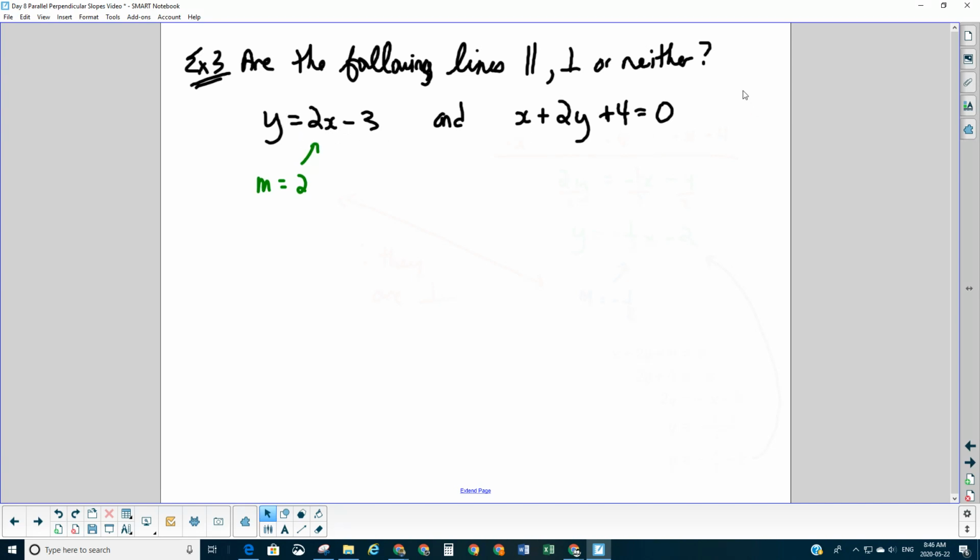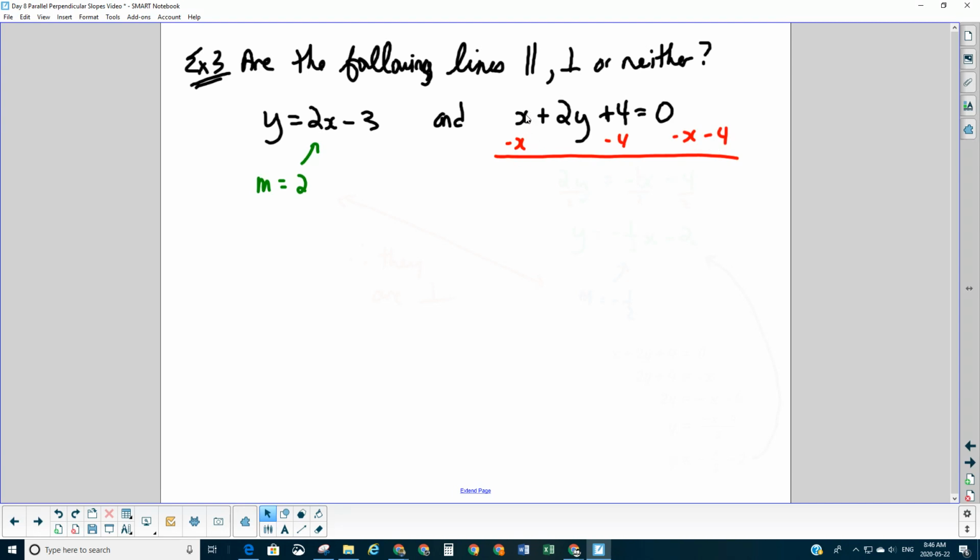Now I need to compare it to the slope for this guy. Well, this guy is not in y equals mx plus b form. So I have to put it in y equals mx plus b form. So remember, to do that, I need the y by itself, which means I have to do the inverse operation on both the x and the negative 4. So I have to subtract the x and subtract the 4 from this side, which means on the other side I'm going to have a negative x and a negative 4.